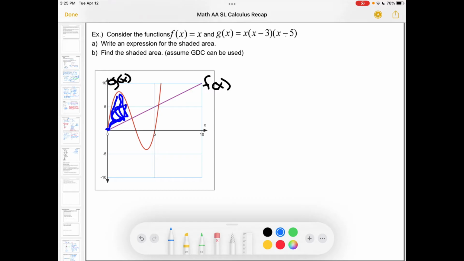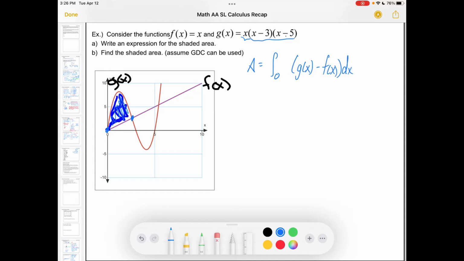All right, that brings us to the area between curves. So I've got this polynomial g of x, or this cubic g of x, and this line f of x. And I'm wondering, what is this shaded area? So I can see that g of x is on top. The area is going to be the integral of g of x minus f of x dx. I can also tell that the left boundary is 0. What I need to find is this right boundary. And maybe I need a little more space.